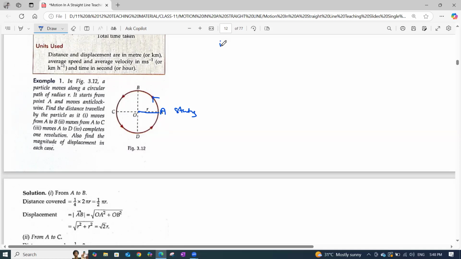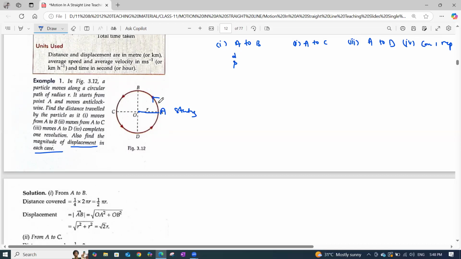So first we need to find the distance where it is moving from A to B. Then it moves from A to C. Second condition he is giving: if it is moving from A to C, what is the distance? Third, it moves from A to D. Number 4, complete one revolution. Okay, let us try to find the distances. Also find the magnitude of displacement in each case. Our duty is to find distance and displacement both.